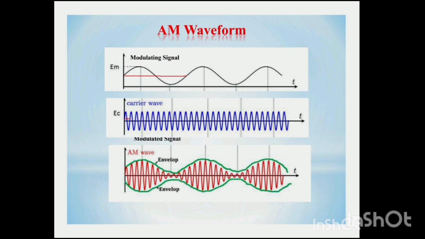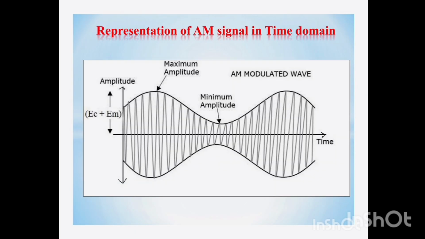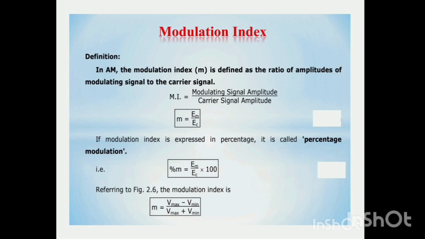The first waveform shows the modulating signal or input analog signal, the second is the carrier wave, which is a very high frequency signal compared to the modulating signal, and the third waveform shows the AM modulated signal. Here we can observe that the amplitude of the carrier signal varies according to the amplitude of the modulating signal. In detail, we can represent the AM signal in the time domain like this, where maximum and minimum amplitudes are shown. Using these maximum and minimum amplitudes, we can find the modulation index.